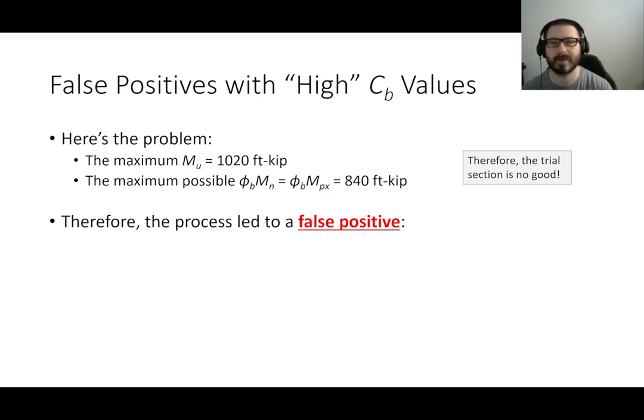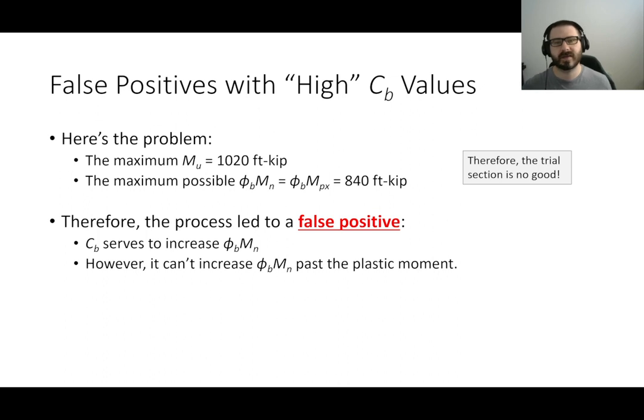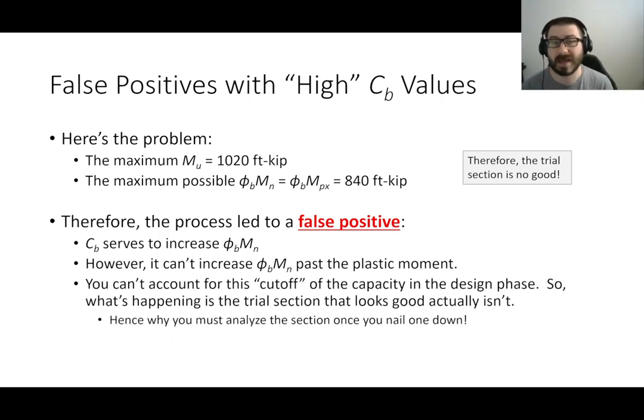And here's really what happened. Whenever you have a Cb value, Cb serves to increase phi Mn. Because it increases phi Mn, when we go into Table 3-10, we divide the applied moment by Cb so that we're able to use that chart with a Cb value of 1. But the problem is you can't increase the moment capacity past the plastic moment. The plastic moment is the cap. Because of the way we divide, you can't account for that cutoff where Cb cuts off the capacity at Mp in the design phase.